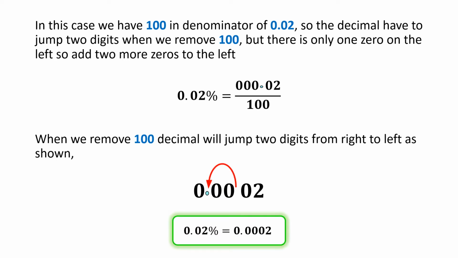In this case we have 100 in the denominator of 0.02, so the decimal has to jump 2 digits when we remove 100, but there is only one zero on the left, so add 2 more zeros to the left. Therefore, 0.02% equals 0.0002.